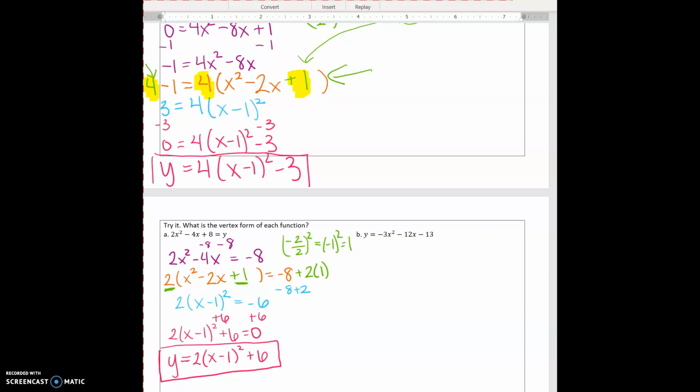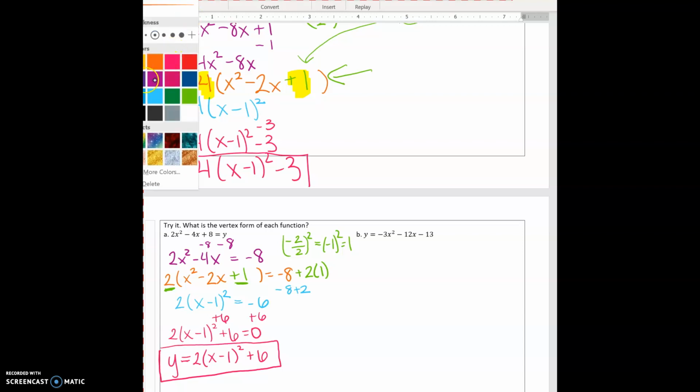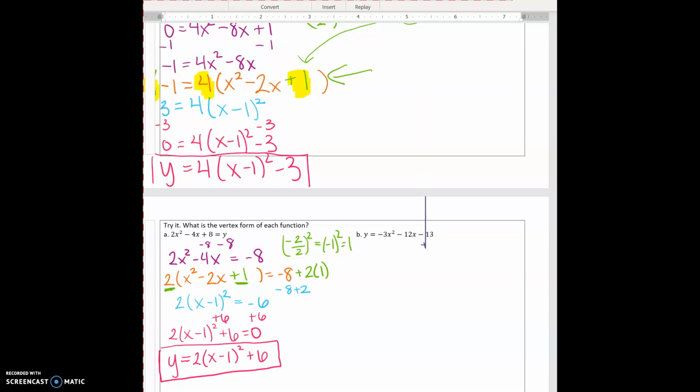And that's that one. And then here on this one, we are going to start by adding 13 to both sides. And remember, we're just saying that's a 0. So now we have 13 equals negative 3x squared minus 12x.